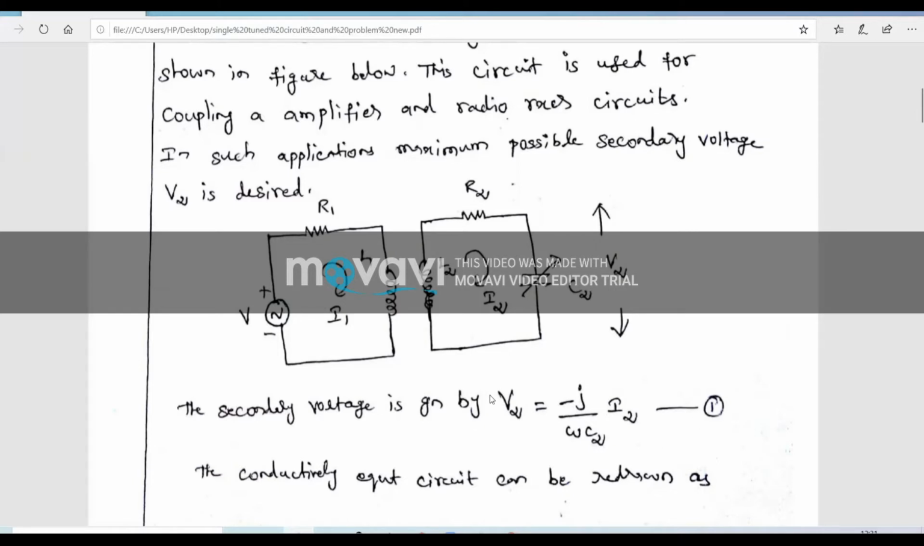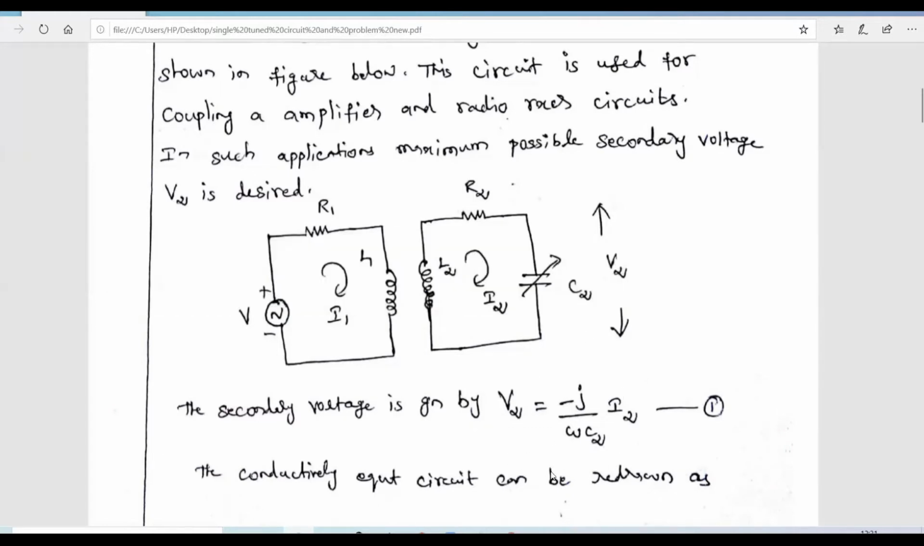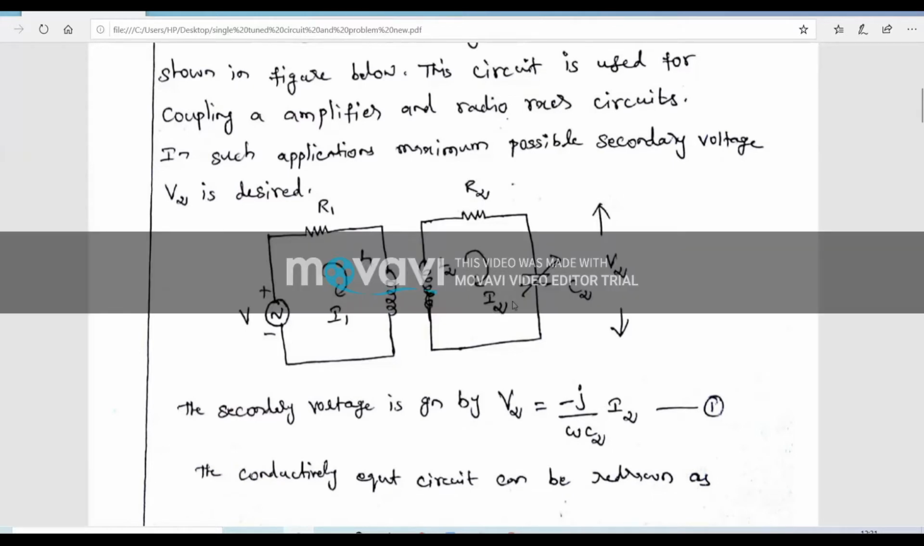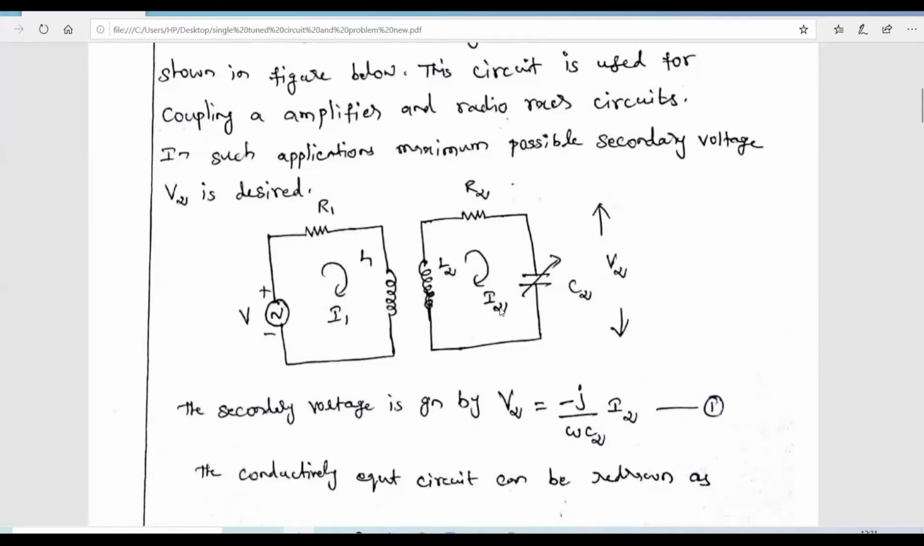Our aim is to derive the output voltage produced by the single tuned circuit. This is the output voltage of the single tuned circuit. But in this equation, we have one variable, I2. What is I2? I2 is the current flowing in the secondary loop. So now, using the conductively coupled method and the KVL equation or mesh analysis, we have to convert this current I2. That is the next step.